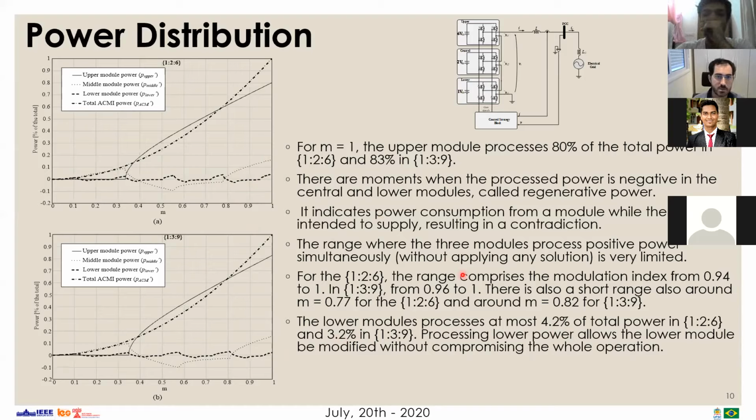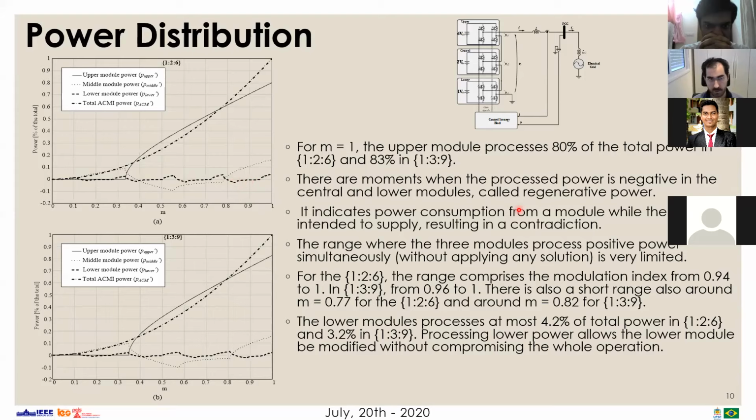Because since you are processing a small amount of power, 4% of the total, you can maybe modify this lower module to improve this curve here, because modifications in the lower module are not as hard as in the upper module. In the upper module, you want just few commutations because it processes 80%, but in the lower module, you can handle it as you want. You can change the structure, you can change how to turn the transistors on and off within the lower module. 4% of the total power is not a significant amount, so you can change the structure of the lower module and make this much better, in order to enlarge the operation region of the inverter.